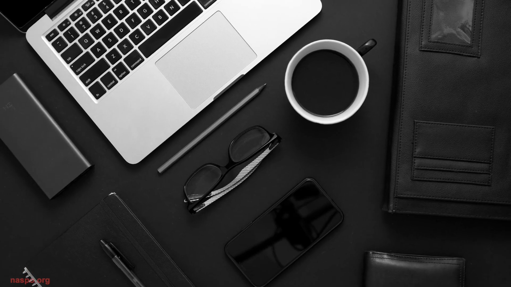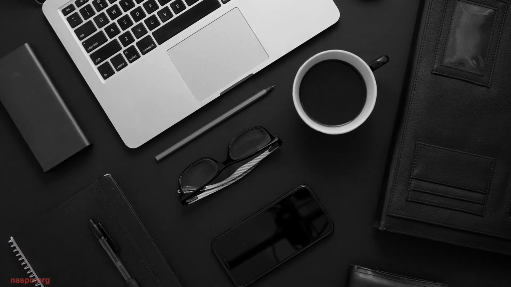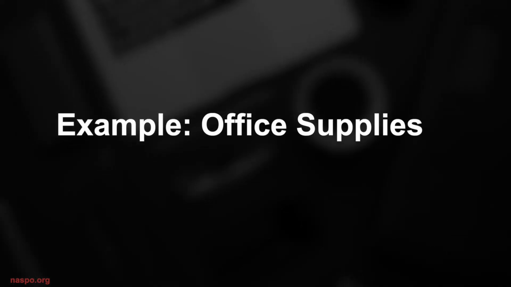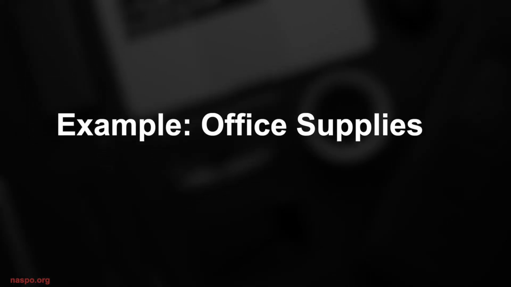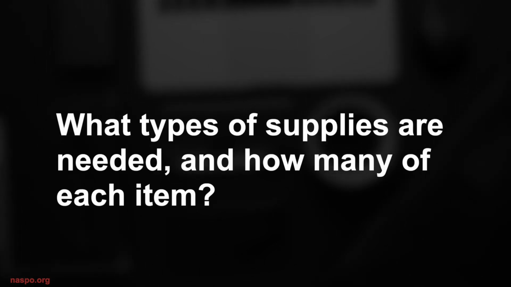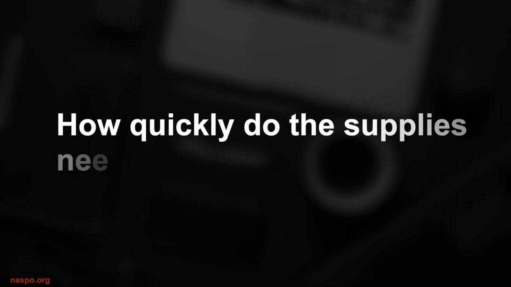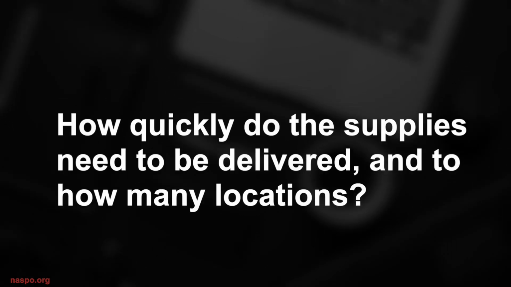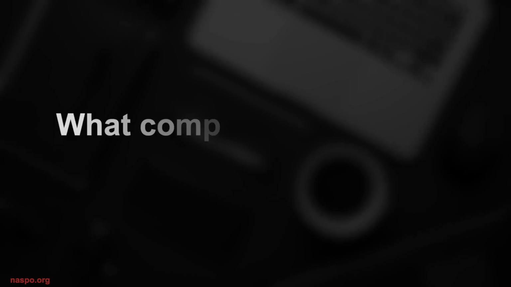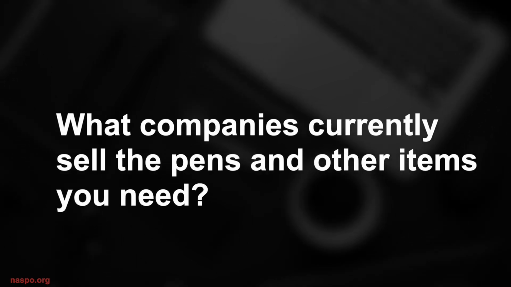As an example, let's say your entity has determined that it would benefit from a contract for office supplies. You should answer the following questions, among others. What types of pens, paper, staplers, and other supplies are needed, and how many of each item? How quickly do the supplies need to be delivered, and to how many locations? What companies currently sell the pens and other items that you need?